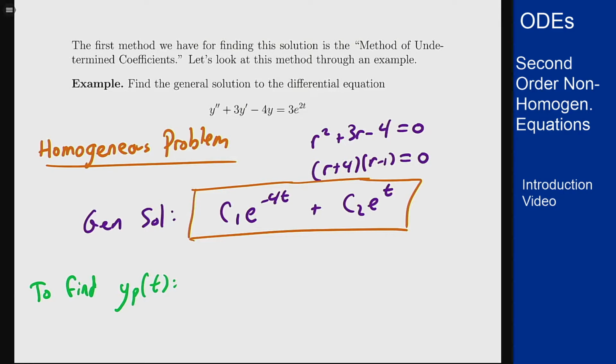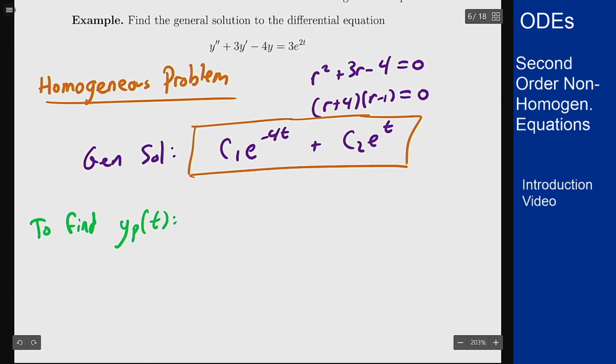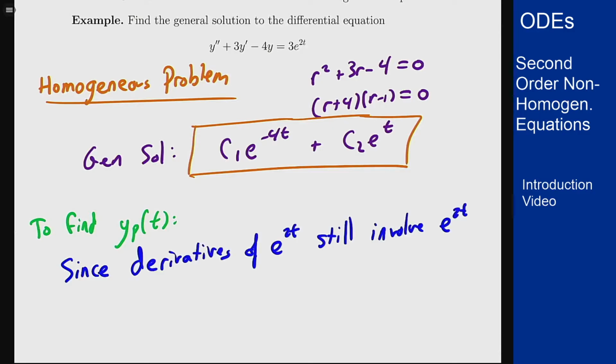So I want to come up with an idea for what a function might look like. If I take derivatives and multiply by constants, I get something like e to the 2t. Well, the answer there is e to the 2t, because exponents repeat themselves when you differentiate them. So since derivatives of e to the 2t still involve e to the 2t, something times e to the 2t might be a good candidate for this yp.